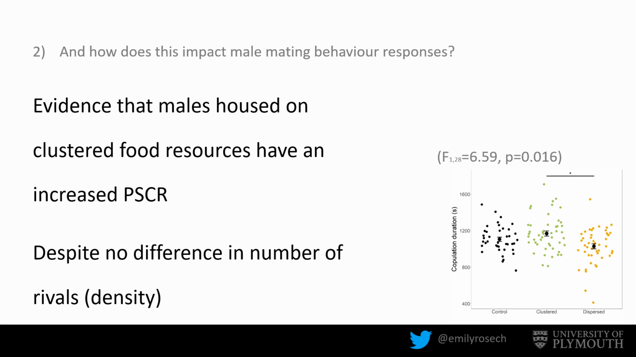This is evidence that spatial distribution of food resources influences perceived sperm competition risk. And this is actually, to our knowledge, the first study to find this effect of increased mating duration without changing the actual density of individuals in each treatment.